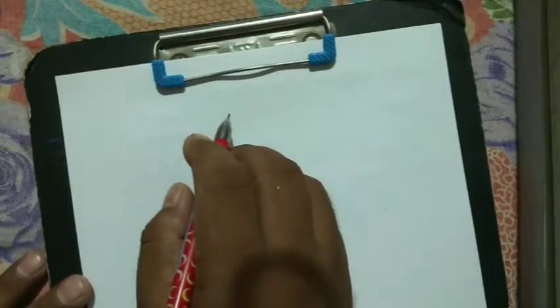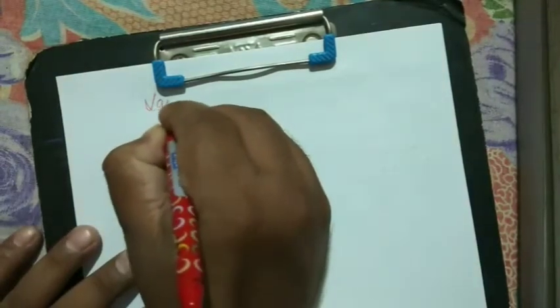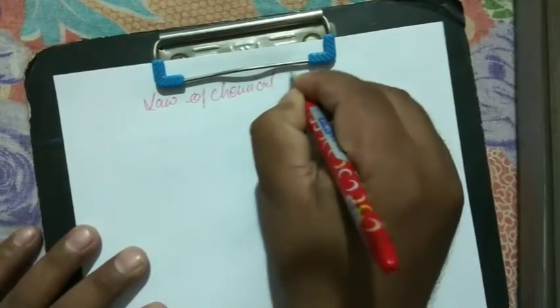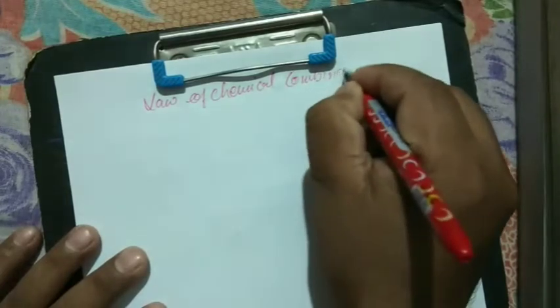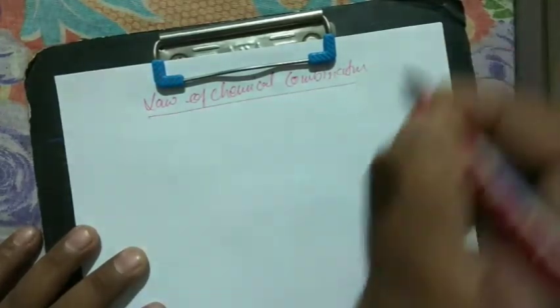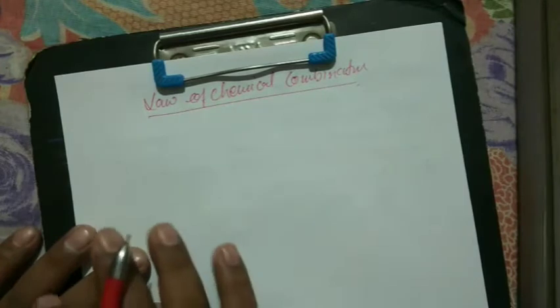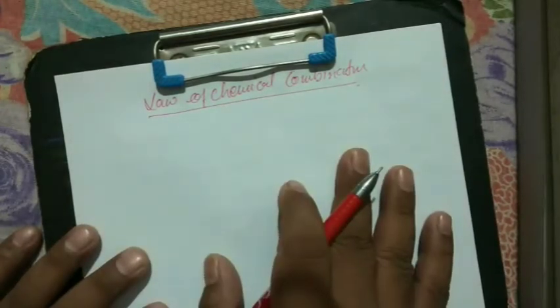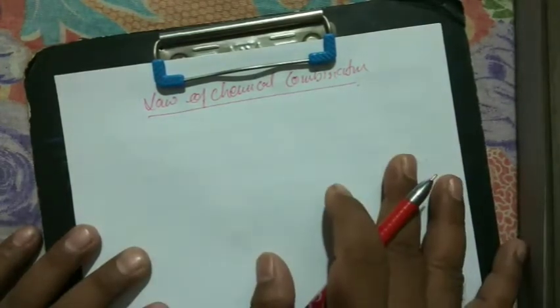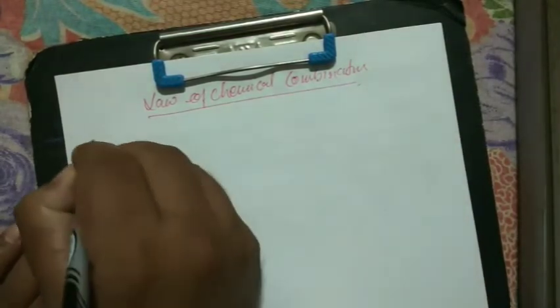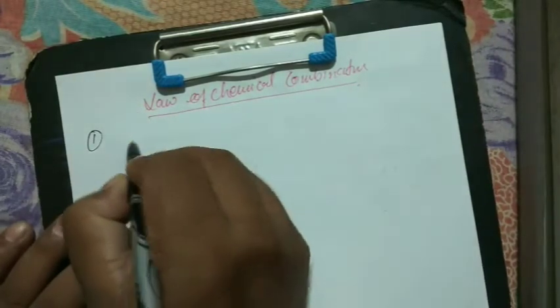So let's start with the law of chemical combinations. It helps us understand the composition of compounds, or how elements combine to form compounds. There are a few basic laws. Actually, there are five laws on which they are based. The first law is the law of conservation of mass.